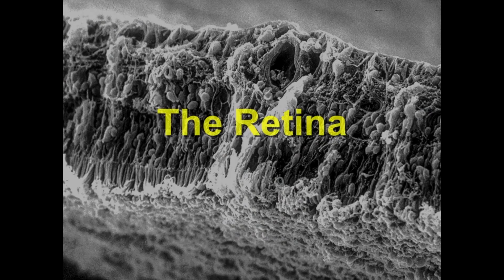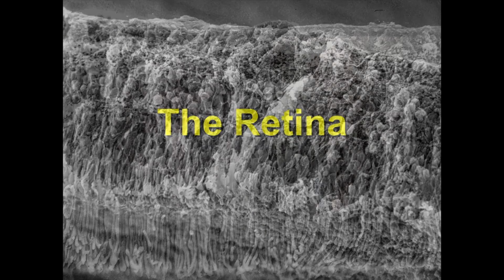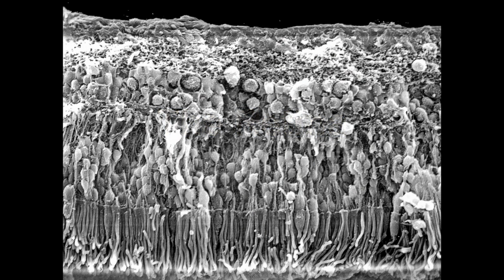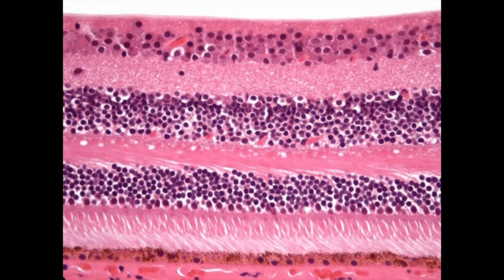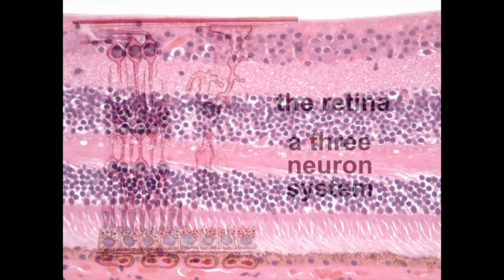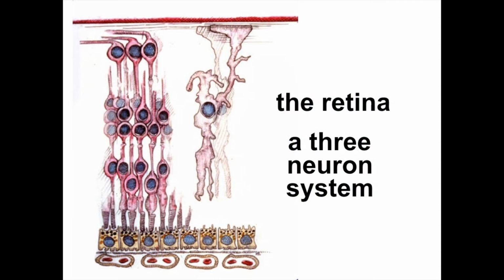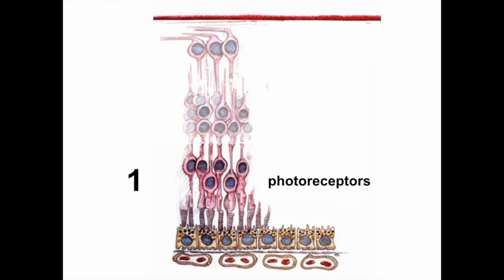The retina. The retina is the innermost light-sensitive layer of the eye. It is composed almost entirely of cells which are arranged in layers or lamellae. The retina is a 3-neuron system. The photoreceptor cells are the first layer.